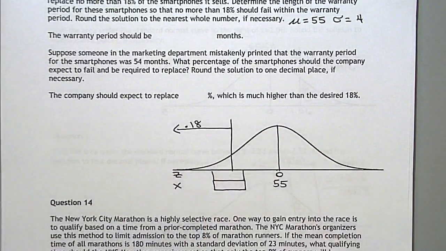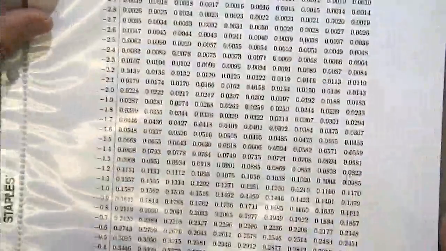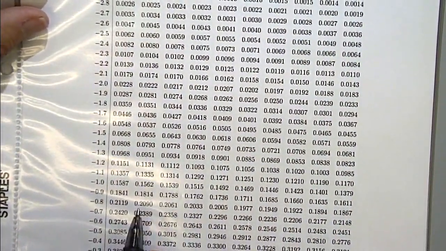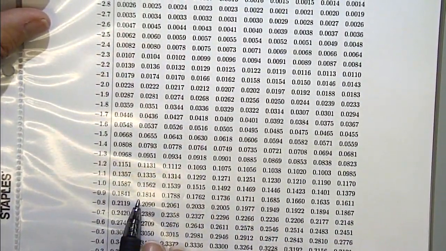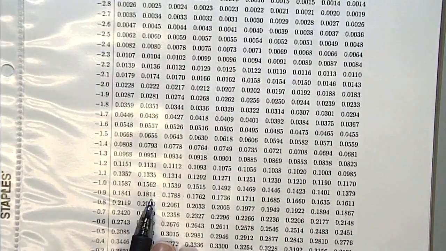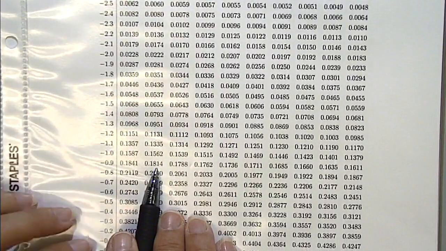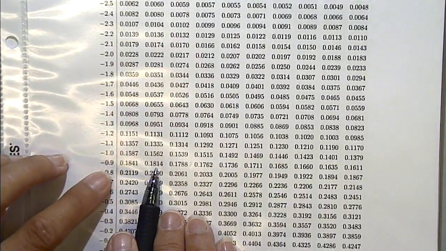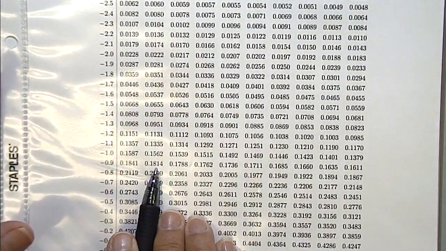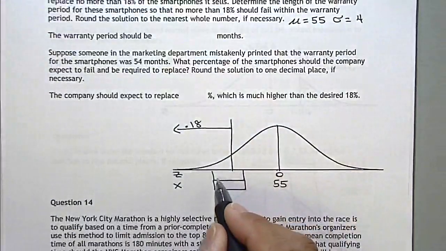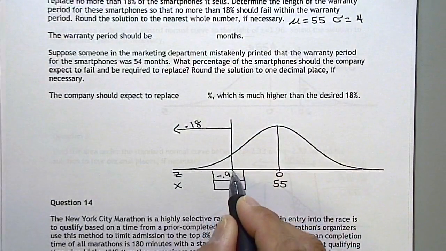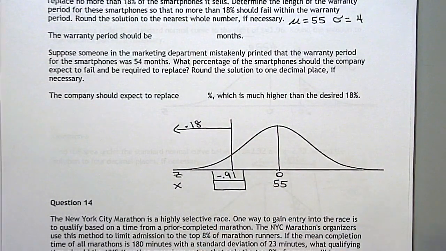Where's 0.18? Well, it's on the negative side, 0.18. I think I'm really close to, I guess I'll go right here, 0.1814. It's as close as I can get, isn't it? That's going to be negative 0.91. Okay, and I'm going to calculate my x value from that.